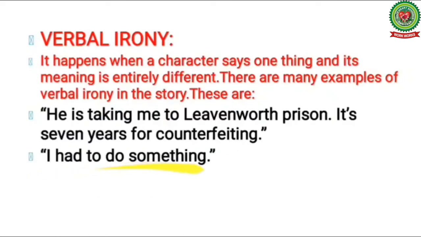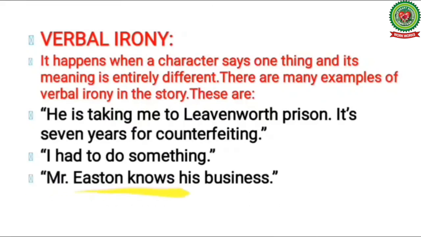"I had to do something." Here, Mr. Easton told Miss Fairchild to understand what the something truly was. It is a verbal irony. "Mr. Easton knows his business." Here, the glum-faced man said that the business Mr. Easton knows is not the business of being a marshal, but of being a counterfeiter. This is a verbal irony.